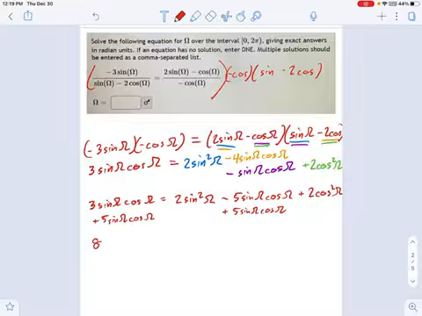So what do we get? We get 8 sine omega cosine omega. Okay, great.